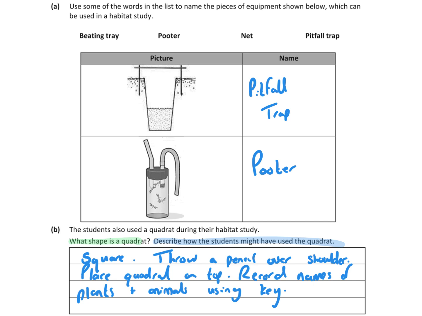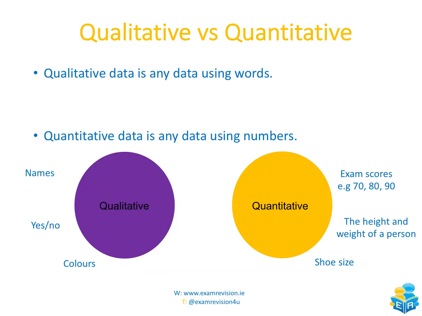Okay, so that's our first exam question, and we can see how we can relate our knowledge to the questions that come up. Important as well, just to make sure we're given enough detail down here, and we actually are answering the full question. So it's not just what shape is a quadrat, it's what shape and describe how it might be used. Because it said describe, we need to give a little bit more detail there. So make sure and try and fill the space if you can.